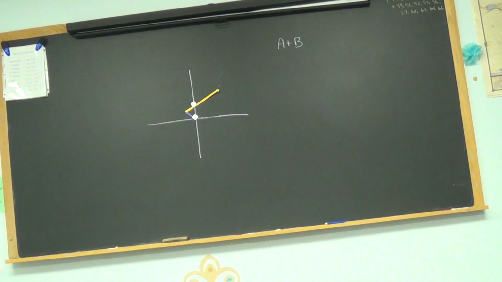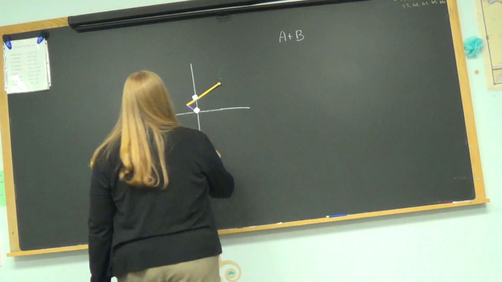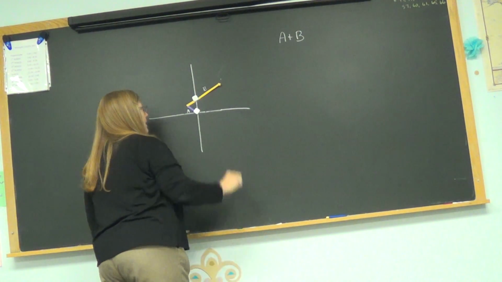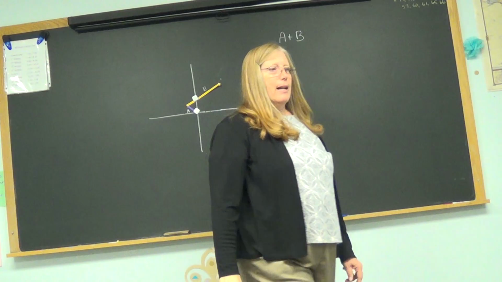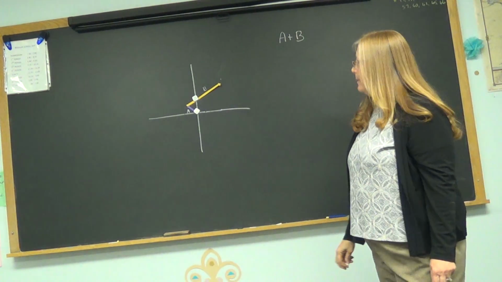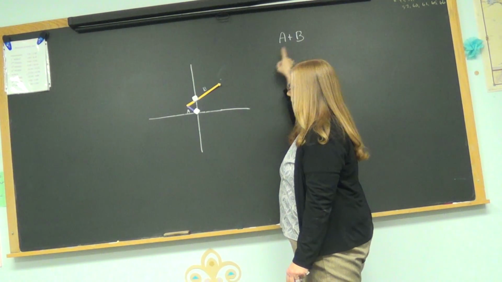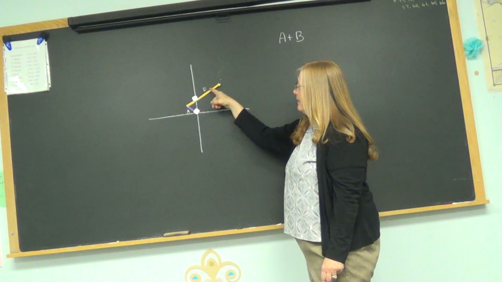When you're doing this on your papers, you can do this now with chalk. You can indicate to me that this is vector A and this is vector B. All right. So what you have just accomplished there is lining up the head of the first vector to the tail of the second. Head of the first, tail of the second.